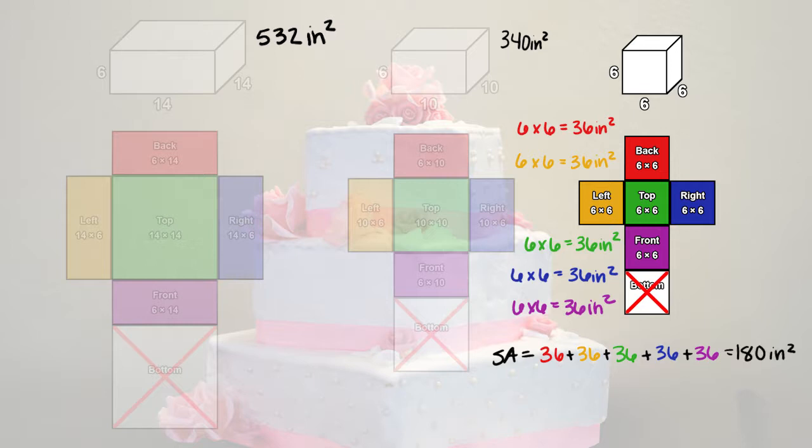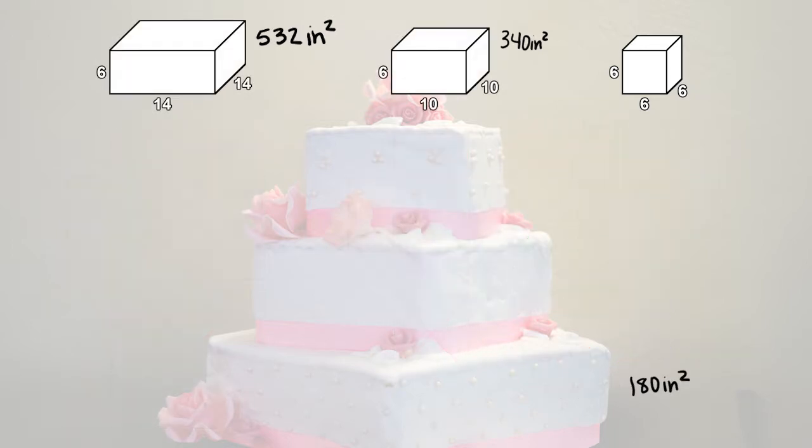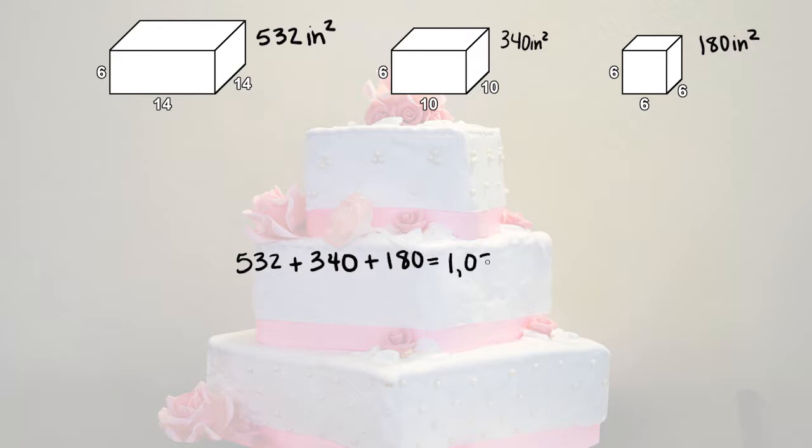Another way would be to take the dimensions of 6 by 6 equals 36 square inches and times it by 5, because there are 5 faces of the same dimensions getting fondant. 36 times 5 equals 180 square inches. Now that the surface area for each face of each tier has been calculated, let's add up all the surface areas to get a total surface area for the entire cake. 532 plus 340 plus 180 equals 1,052 square inches of fondant.